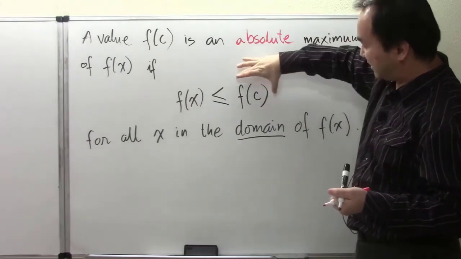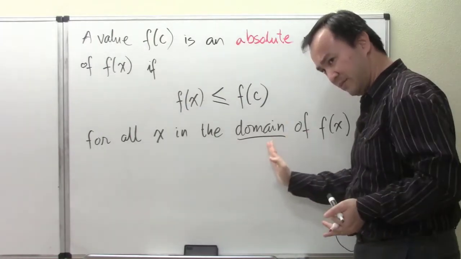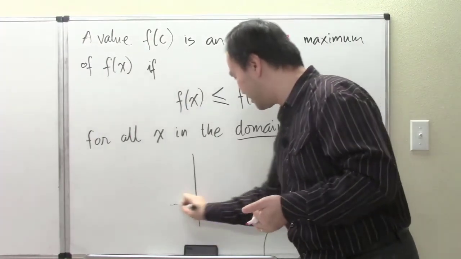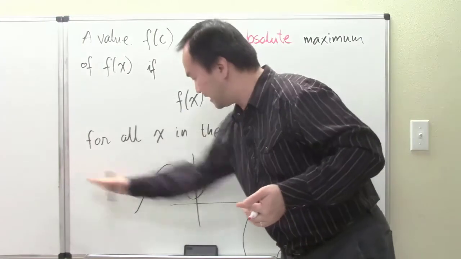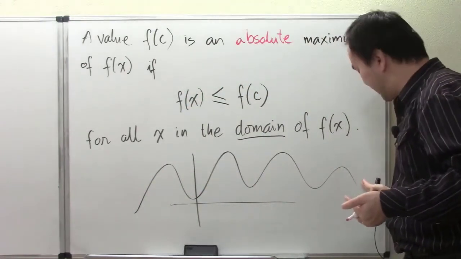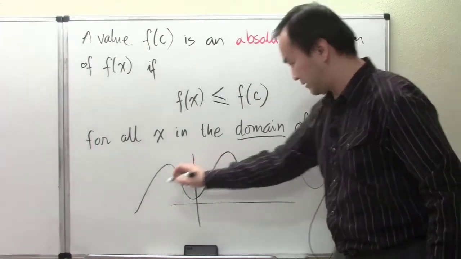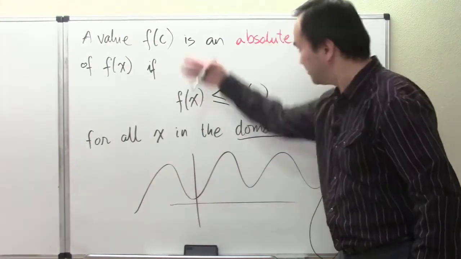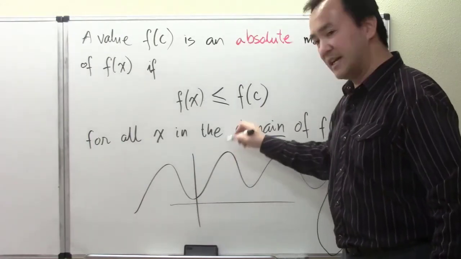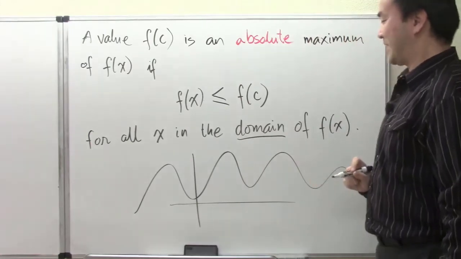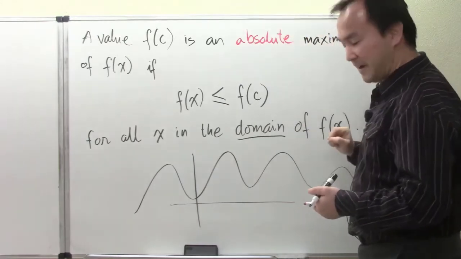So if we call this value the highest one, it must be highest compared to everywhere else in the entire domain. Be careful with the term entire domain right here. Some functions have an infinite domain, so it can expand horizontally infinitely to the left and infinitely to the right. So it can have an infinite domain like this, but absolute maximum here means in the entire domain, where is the absolutely highest point? That's how we define an absolute maximum value.